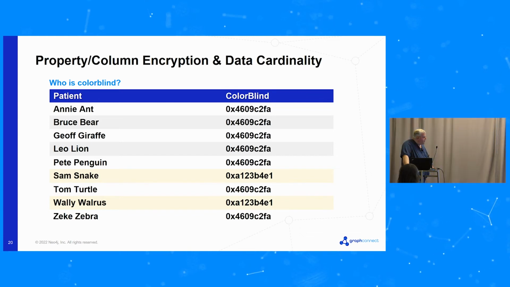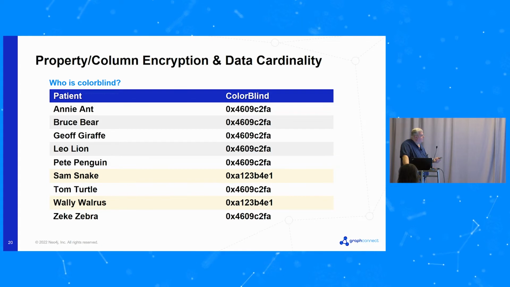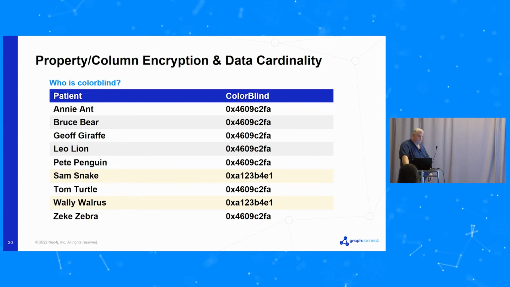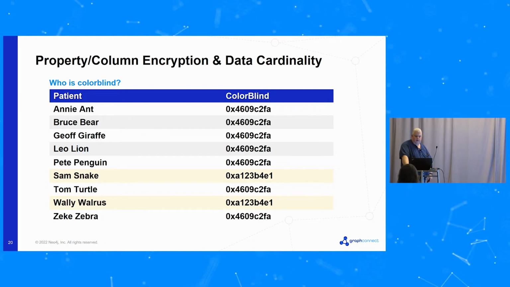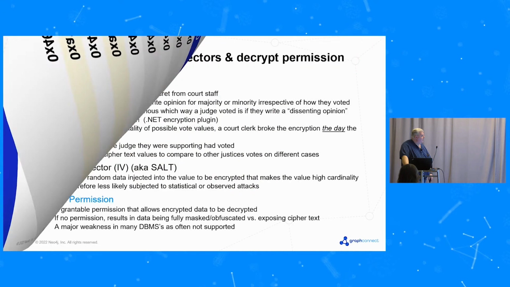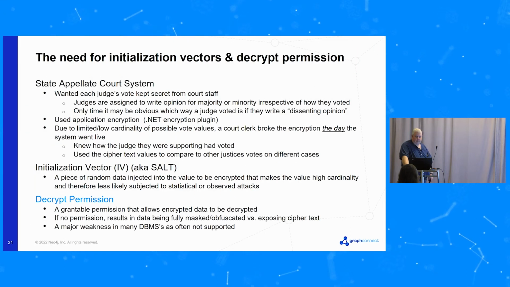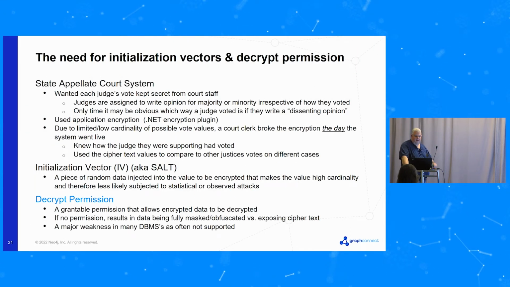Here's what I was talking about earlier with exposing ciphertext. The answer's on the screen because it's pretty obvious. Who's colorblind? Standard statistical attack. You know, there's only two different. You don't think that could happen in real life? Been there, done that. Okay.